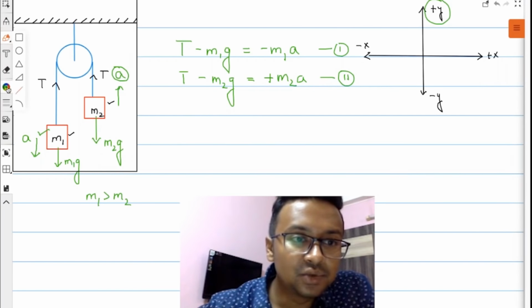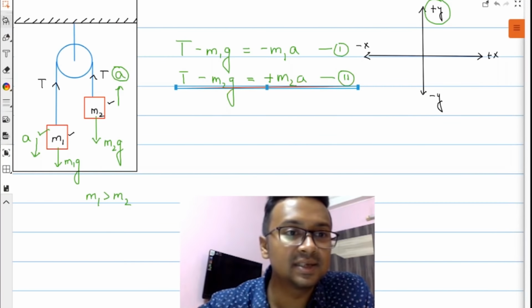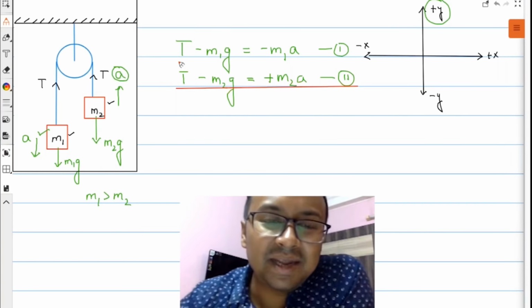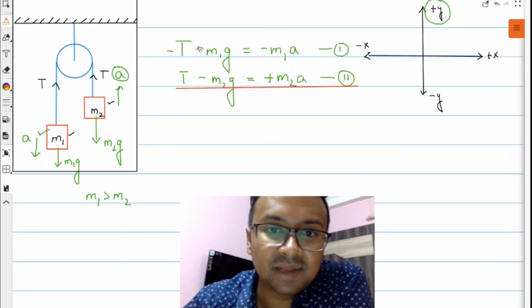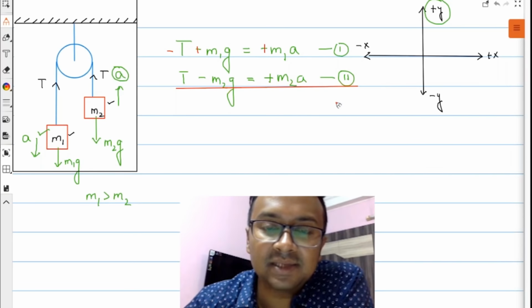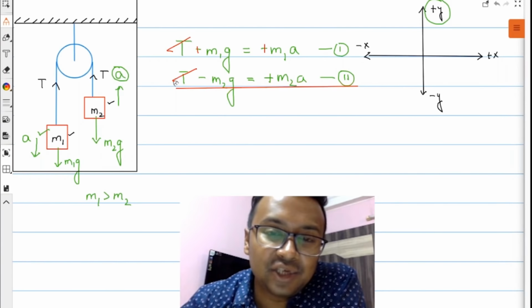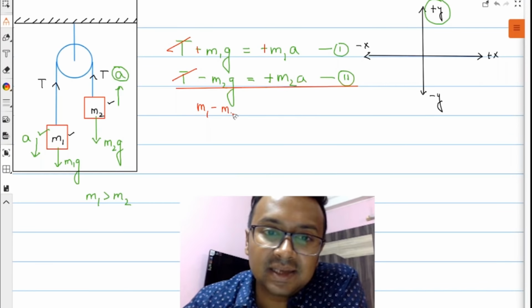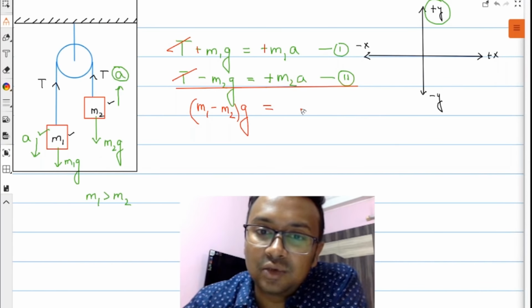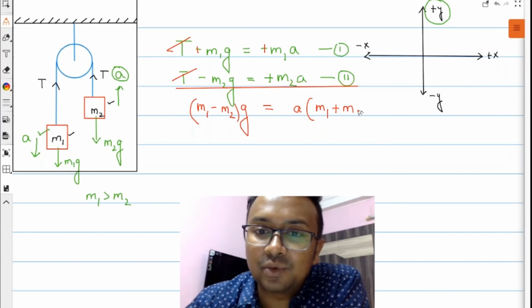Now here, my dear students, what we are going to do is we're going to solve this. What we can do is we'll multiply this entire equation with minus 1. So this becomes minus, this becomes plus, and this becomes plus. And then do one thing, add up both the equations. So your tensions cancel off, and you will get M1 minus M2 into G is equal to acceleration times M1 plus M2.